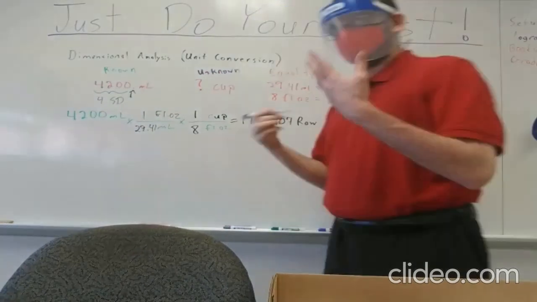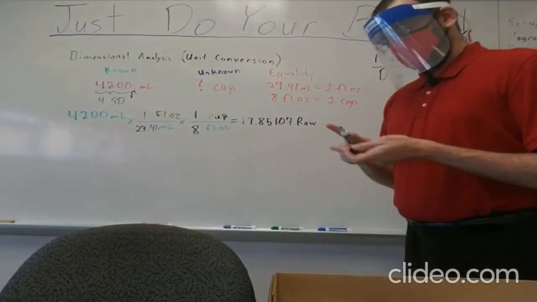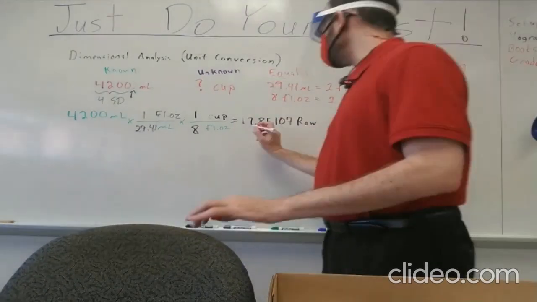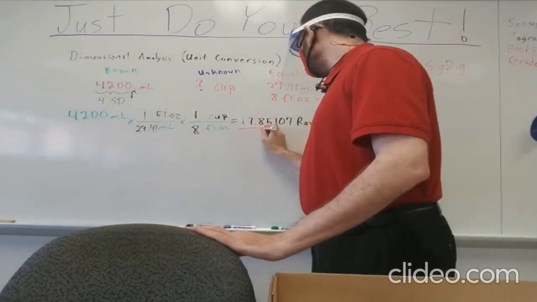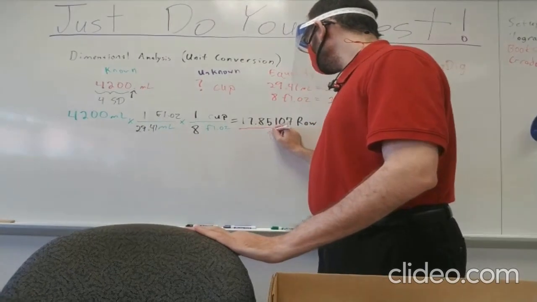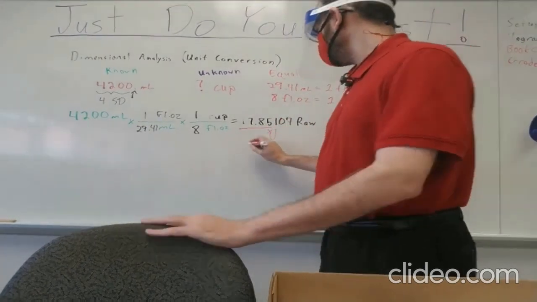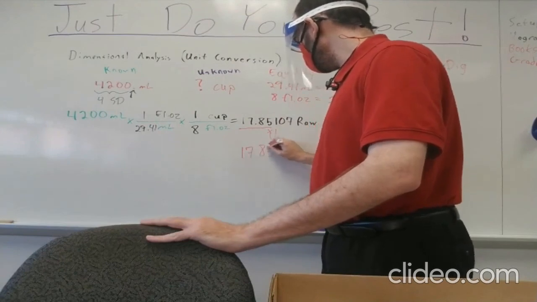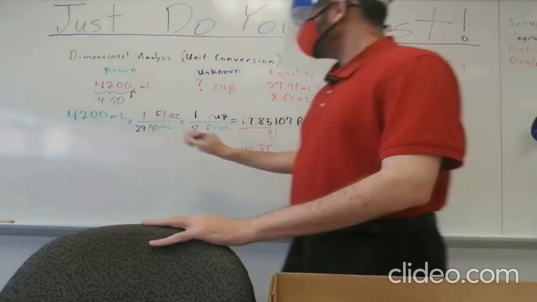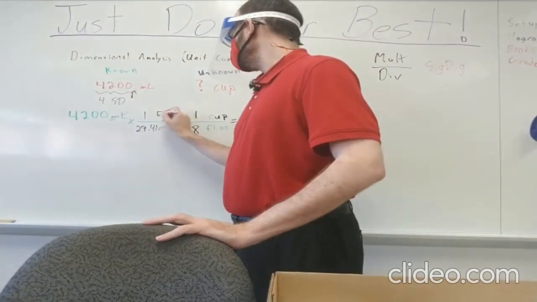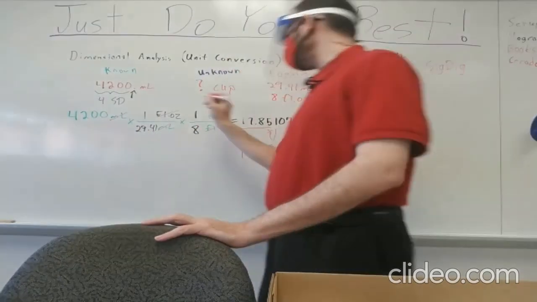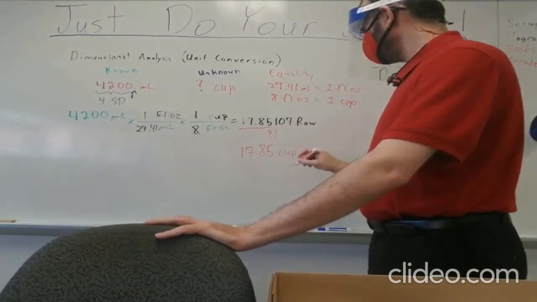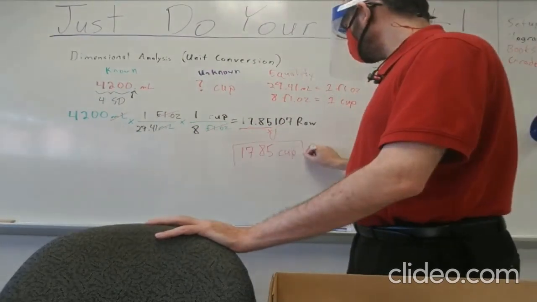That is our clue. As such, when I take this, I go to 4 digits. 1, 2, 3, 4 digits. The 1 does not kick up the 5, which means I'm at 17.85. When I go to units, milliliters cancel, fluid ounces cancel, and I'm left with cups, which is what I want. This is my final answer.